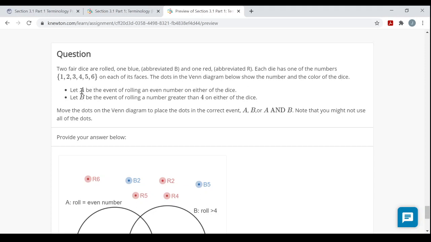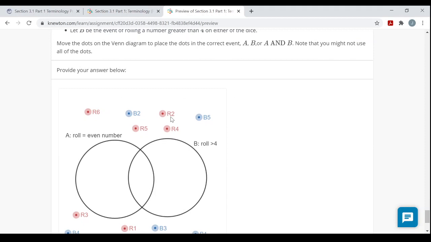So let A be the event of rolling an even number on either of the dice. Let B be the event of rolling a number greater than 4, so 5 or 6, right? Just greater than 4 on either of the dice. Move the dots on the Venn diagram to place the dots in the correct event A, B, or A and B, the overlap. Notice that you might not use all the dots, right?